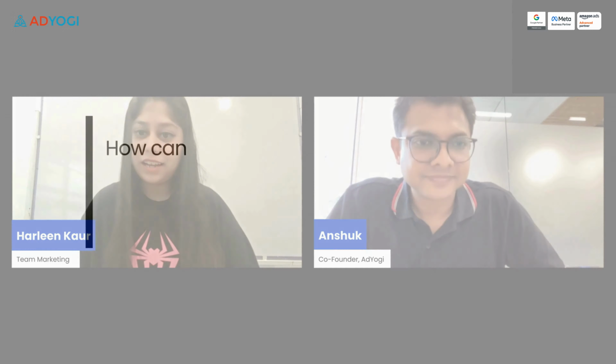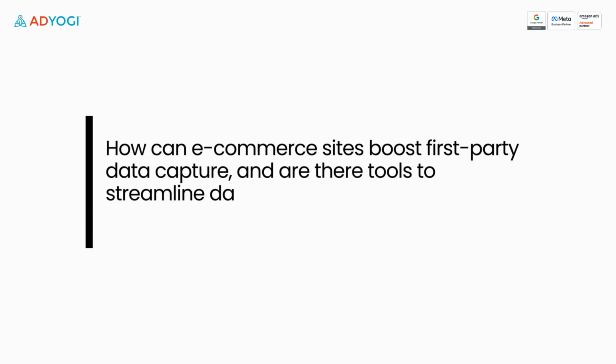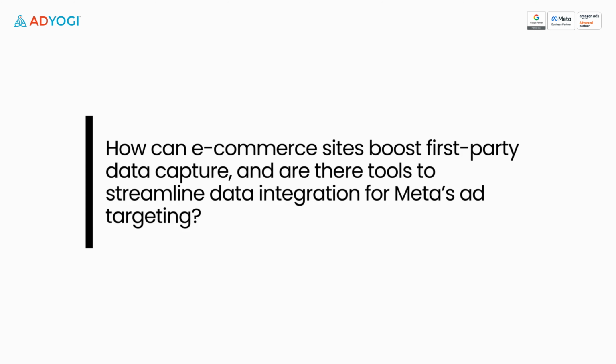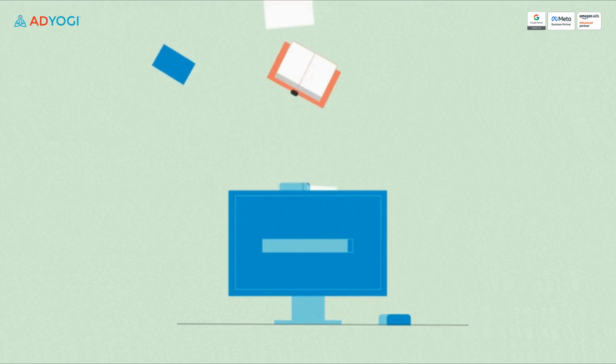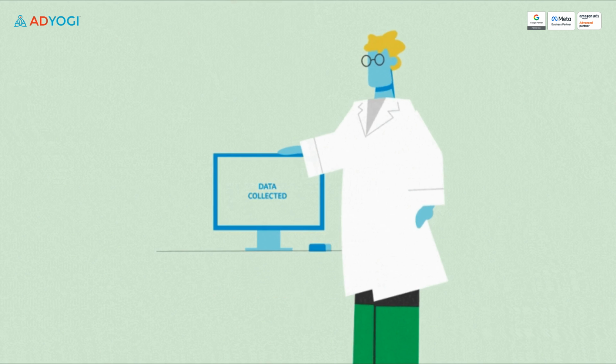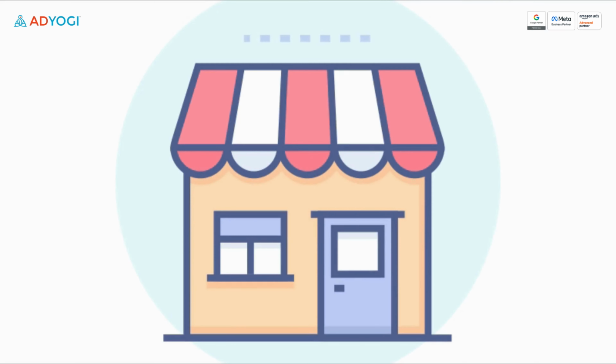Got it. So, Anshuk, my last question to you is, how can e-commerce boost the capture of first-party data, and are there any tools to streamline the integration for Meta's ad targeting? Correct. So, the brands definitely need to start thinking about how they can use the right tools to stitch the customer information together. And the customer information need not be just website and website. I gave you an example of purchasing on the website and then coming back again 3 months later. The same thing can happen from app to website. It can happen from offline to website.